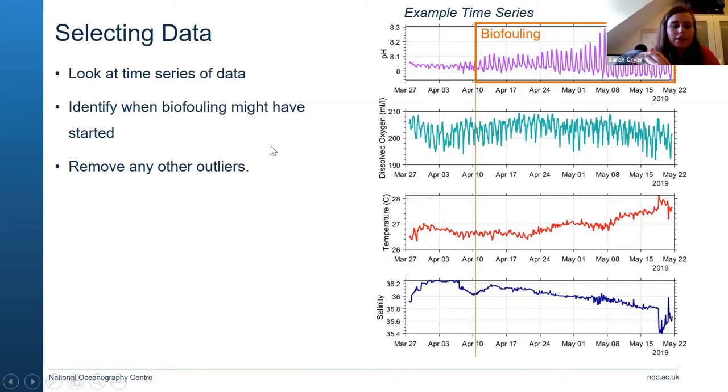And then additionally, I look at the data and see if there's any kind of outlying points where there's suddenly a very high or very low pH or oxygen measurement that's not in the same trend. Something might have gone wrong for that one measurement.